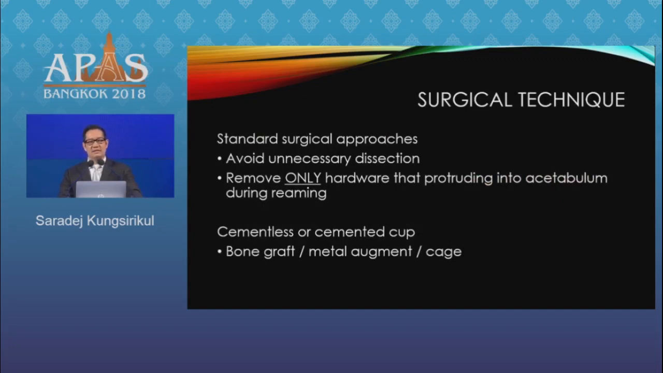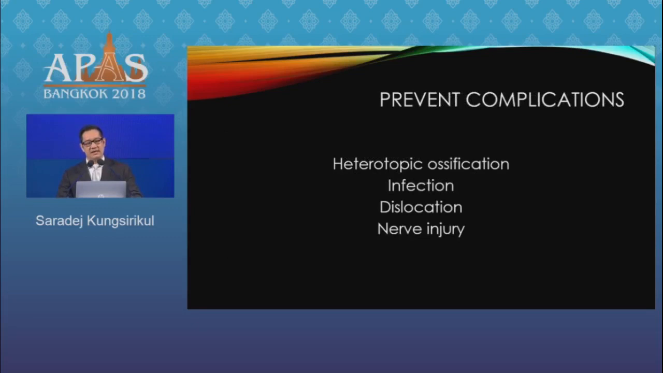Avoid unnecessary dissection by removing the hardware that already protrudes into the field. While you remove the hardware, if you see some screw, you can remove it, but otherwise you leave it inside. Usually I use a cementless cup, but we also prepare some bone graft or metal augment in some cases where necessary.